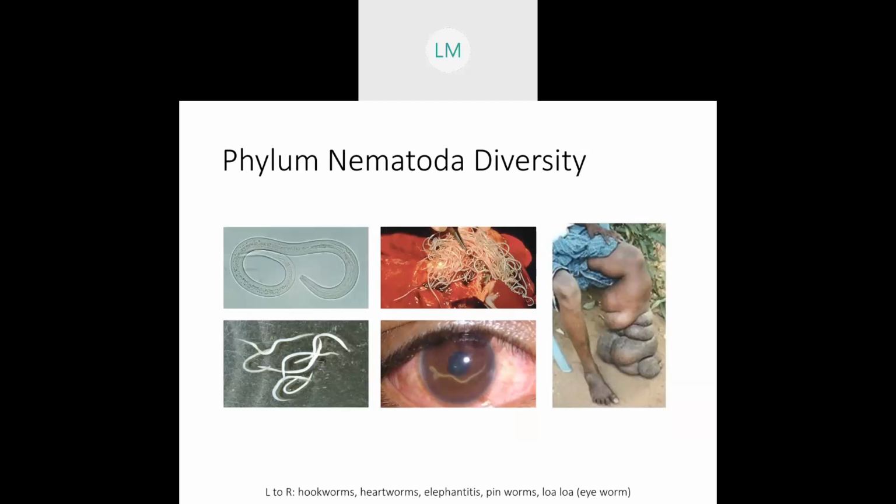So this is some of the diversity that we see in nematodes. We have things like hookworms. This is an example here, a photo of heartworms in a dog heart. Those are all nematodes. Elephantiasis here is caused by a parasitic nematode. This here is the Loa loa, which is the African eyeworm. It's found in other parts of the body, it's just really obvious to see when it's in the eye of someone that's infected. So we do see a lot of parasitic species in this group.